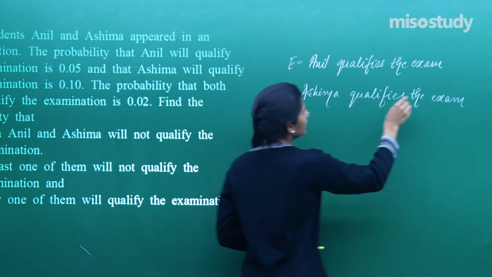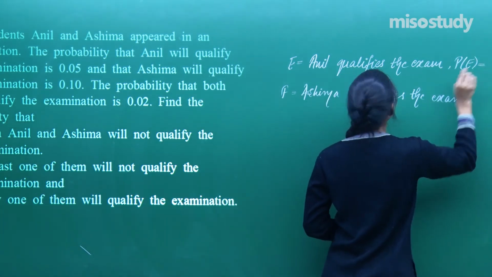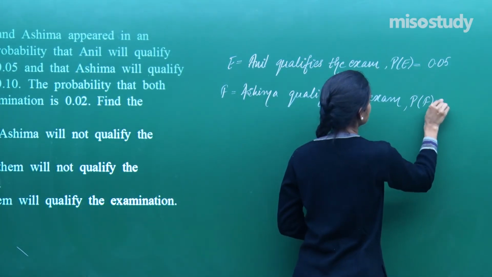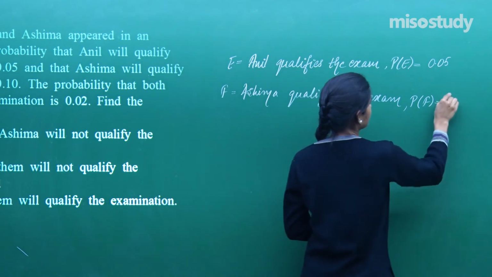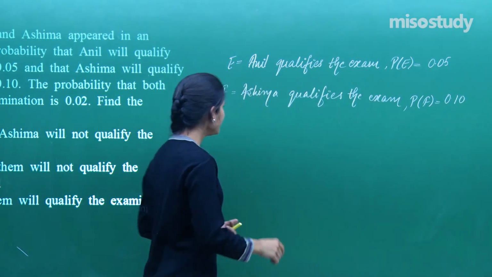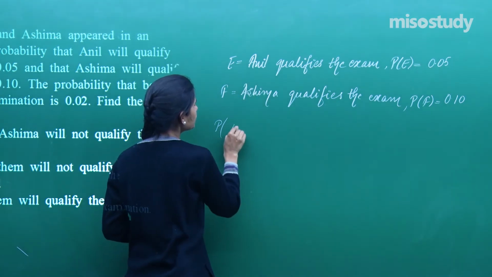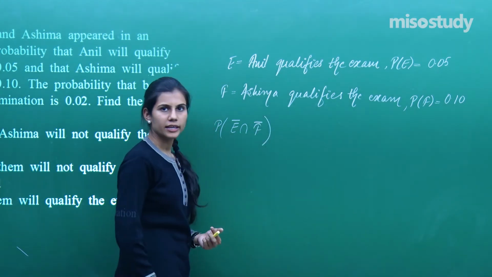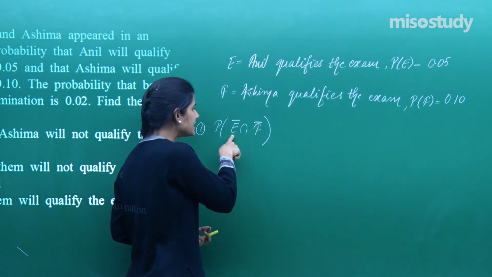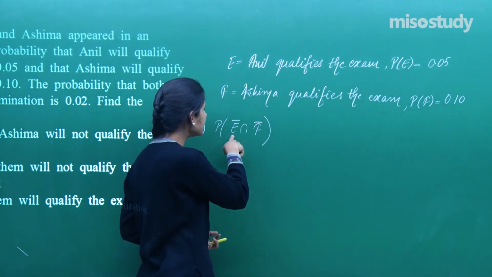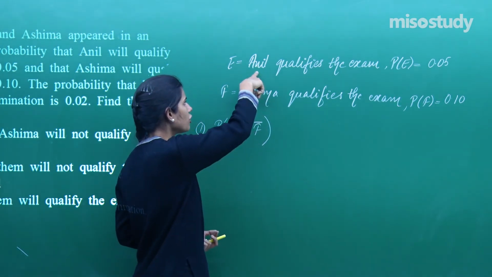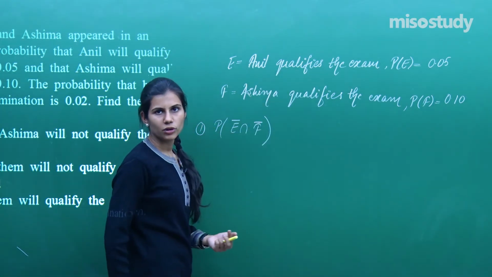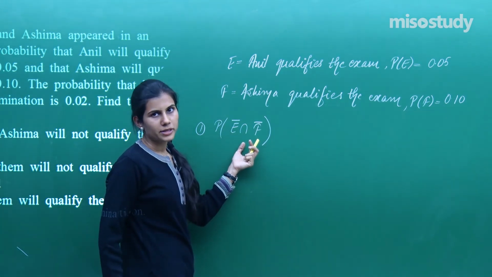What is probability of Anil qualifying the exam given? It is 0.05. And what is the probability of Ashima qualifying the exam given? It is 0.10. I am being asked what is the probability that Anil does not qualify and Ashima does not qualify. Is it cool? This event occurs and this event occurs, that means E bar occurs and F bar occurs, that means negation of E occurs and negation of F occurs. Together, that means Anil does not qualify and Ashima does not qualify the exams. This is the event whose probability I need to compute.